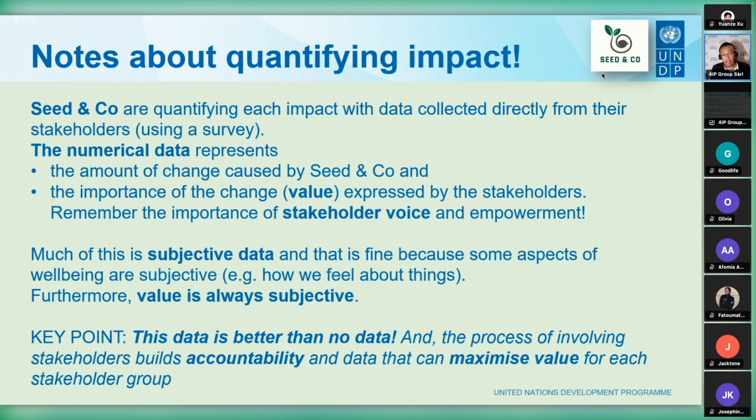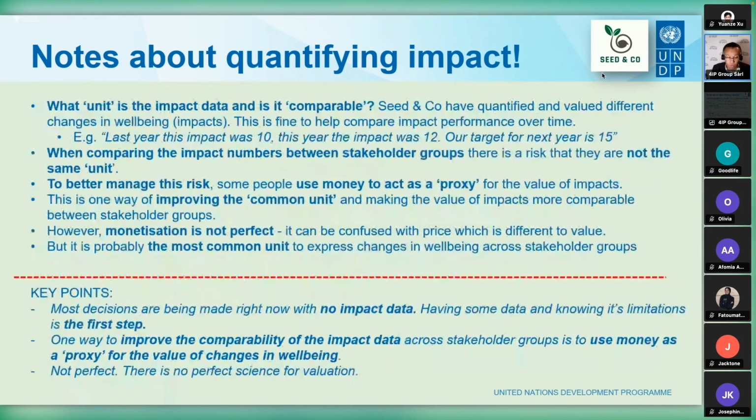But the message again is that some data, however subjective it might be, is fine, because some aspects of well-being are very subjective. So a key point is that data is better than no data, and the process of involving stakeholders builds accountability, and data can maximize value for each stakeholder group. Other key points are that most decisions are being made right now with no impact data. Having some data and knowing its limitations is the very first step in the right direction.